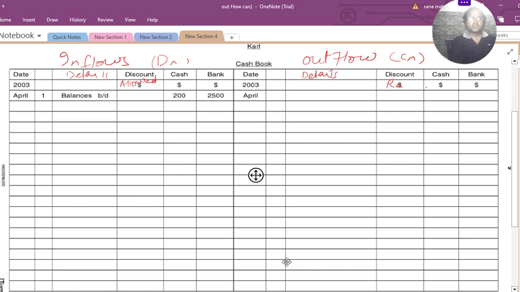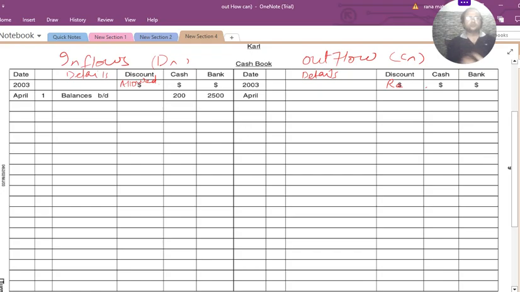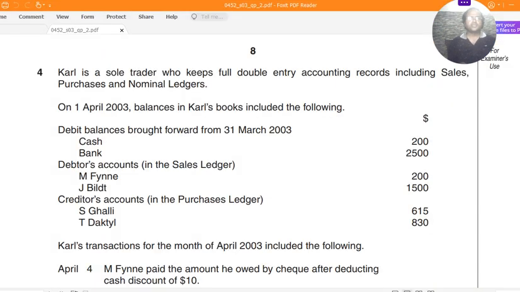Now here is a question. Carl is a sole trader who keeps full double entry records. Accounting records include sales, purchase and nominal ledgers. On 1st April 2003, balances in his books include the following: debit balances brought forward on 31st March 2003, cash and bank, where the cash balance and the bank balance are mentioned, as well as the debtor account and sales ledger account balance, and the creditor account is also given.